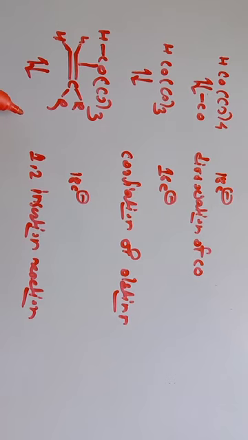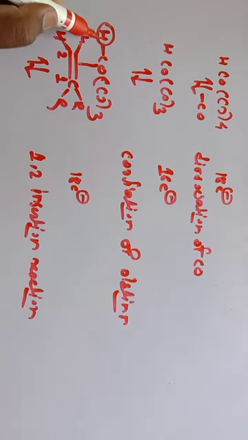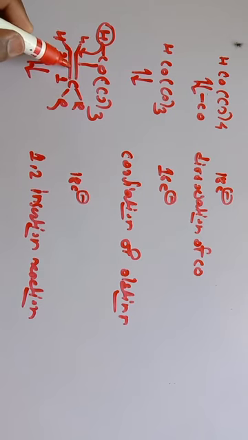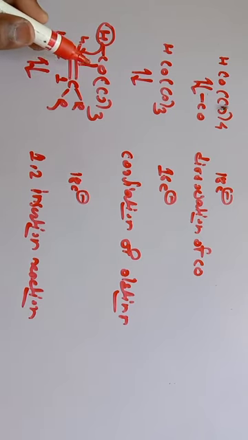When there is a 1,2 insertion reaction, the hapticity 2 is converted into hapticity 1, and again there is a conversion of this 18 electron species into a 16 electron species. That is, if you consider this is your carbon number 1, this is carbon number 2, so this hydrogen is transferred from this cobalt to this carbon number 2, and the hapticity 2 is converted into hapticity 1. So only one carbon is attached to the metal atom.